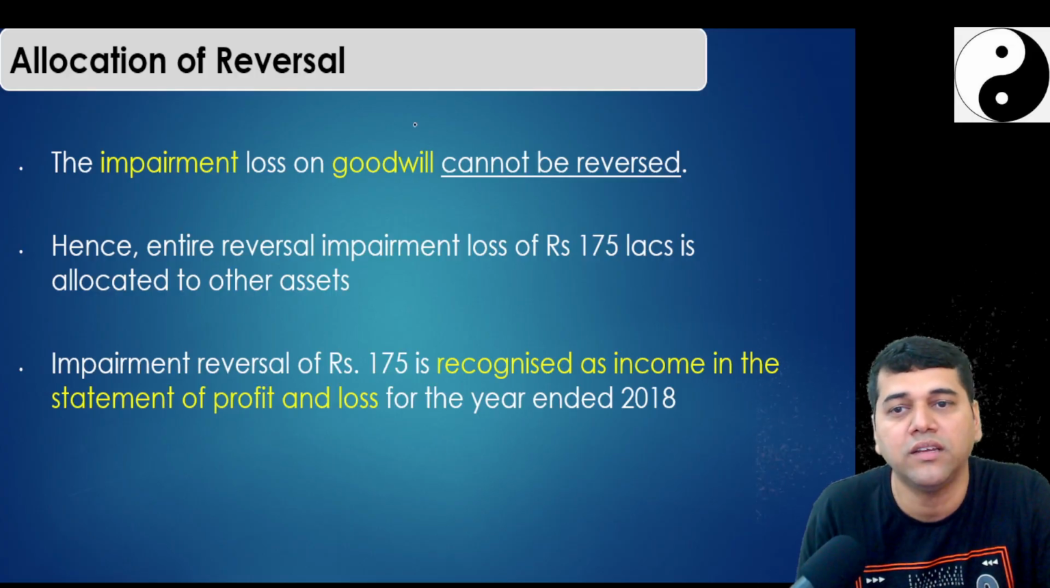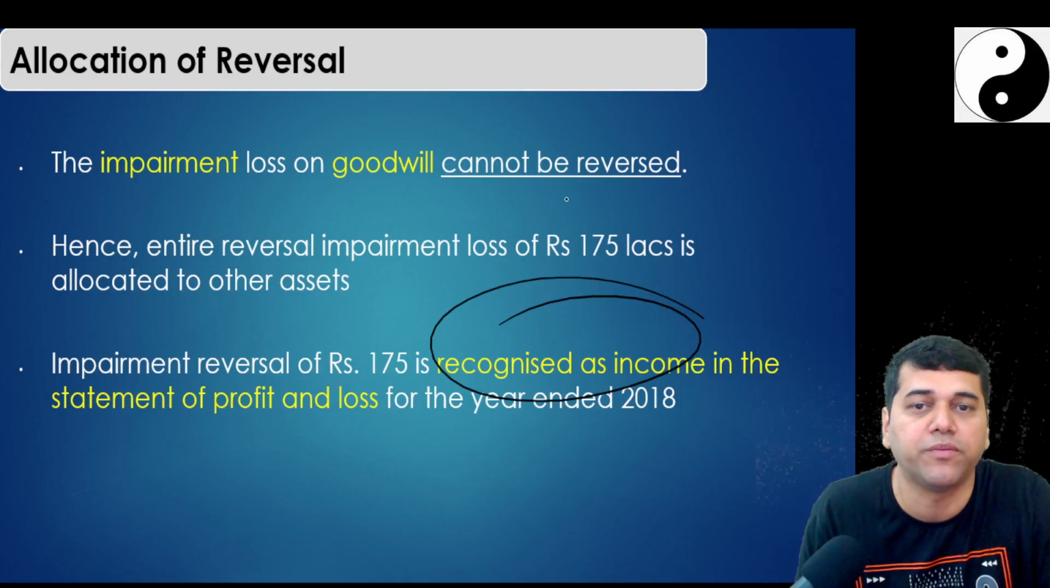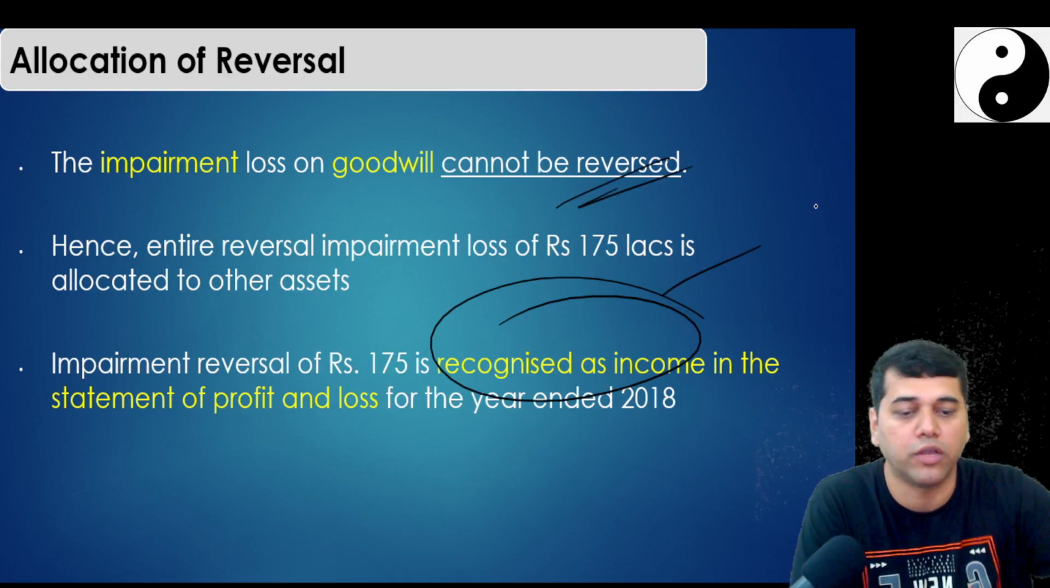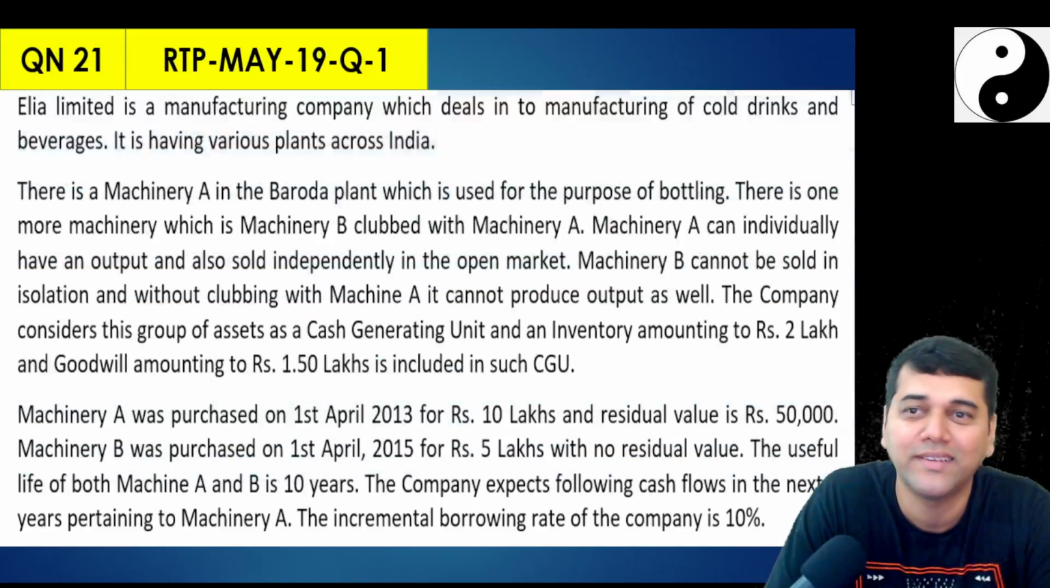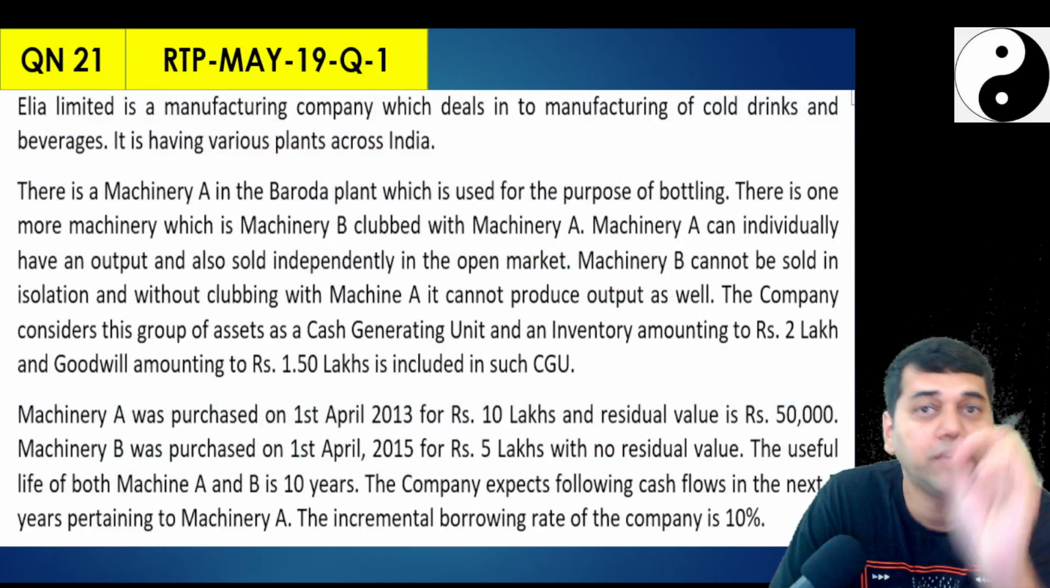So you say that it will be treated as income in the statement of P&L account, goodwill cannot be reversed, and the entire amount I am going to allocate to the assets. Am I going to calculate revised depreciation here? No, why? They didn't ask me. In the previous one, they asked me, 1 mark I want. Mark this question, very important.